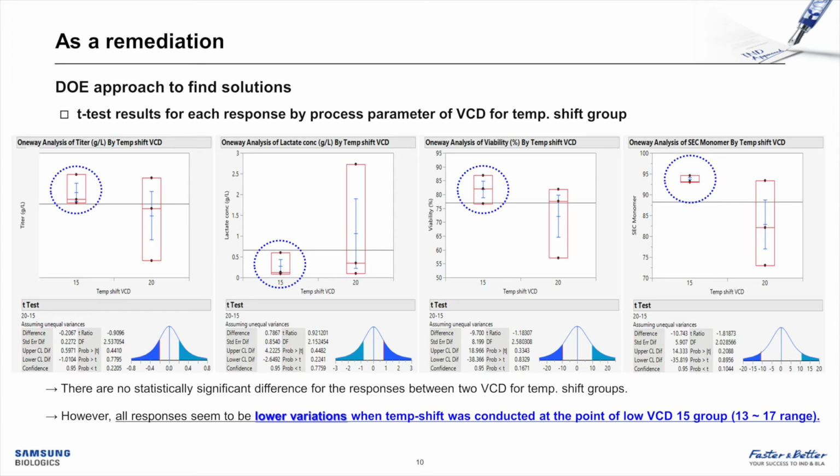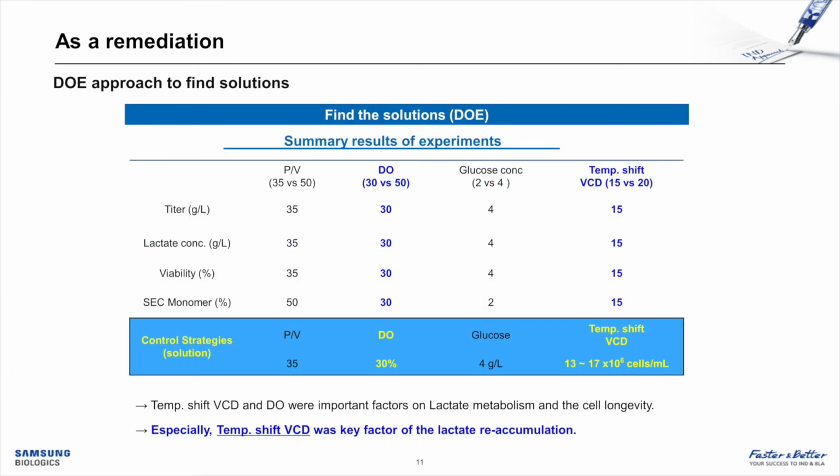Although a statistically significant difference was not found in the test, the group with temperature shift at VCD 15 million cells per mL showed relatively low variation compared to the 20 million cells per mL. Summary of the experiment result. We confirmed the PV and glucose concentration had no significant impact on the viability and lactate metabolism, whereas DO set point and temperature shift viable cell density made a big impact on the process variation.